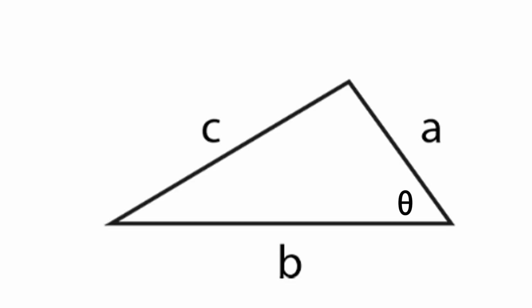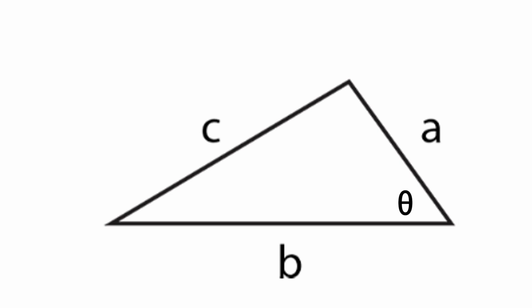Let's say we have any triangle. The longest side is called C, and the largest angle that's opposite to the side, let's call it theta. The other 2 sides are A and B. And this angle theta is not necessarily 90 degrees. It can be, but it could also be any other angle and not just 90 degrees.